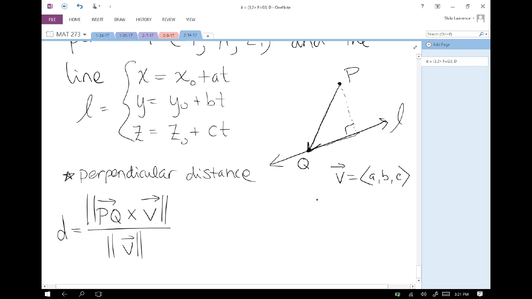Which again is the direction vector for the line. We're going to have to come up with Q on our own, and we can do that just by plugging any t value into our set of parametric equations. And that'll get us a point on the line. Or we can just pull out x sub 0, y sub 0, z sub 0. That would be a point on the line when t is 0.